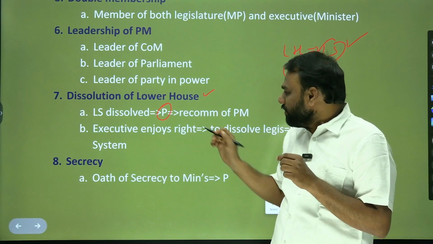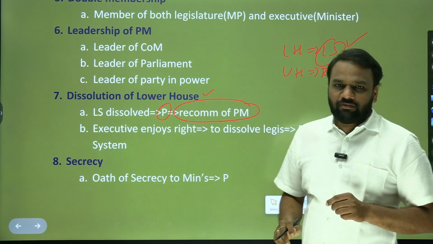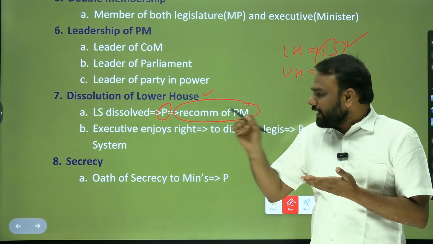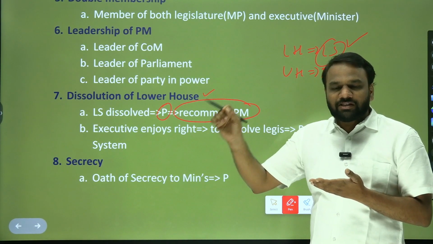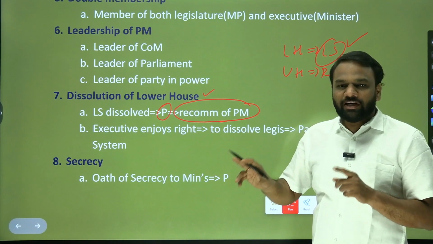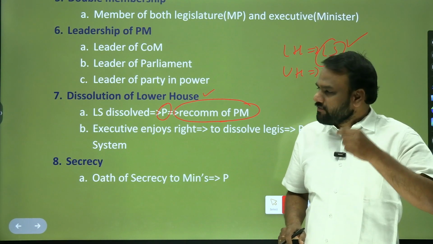The President has to dissolve only on the recommendation of the Council of Ministers headed by the Prime Minister. Only when the Council of Ministers headed by the Prime Minister write a letter and hand it over to the President saying that you please dissolve the Lok Sabha, then the President can dissolve it. Otherwise, the President does not have the right to dissolve the Lok Sabha. There are a few exceptions. So what are those exceptions? We shall see later on.